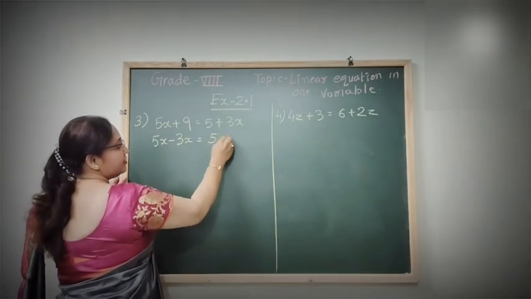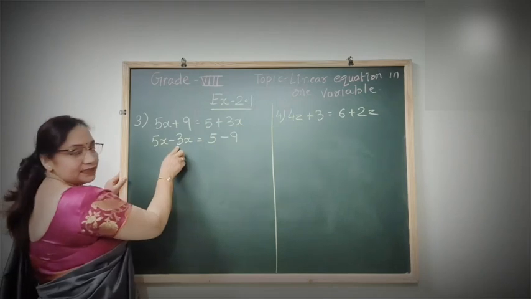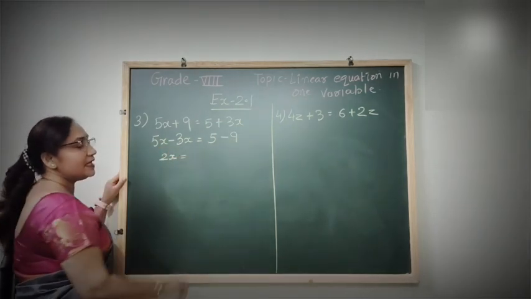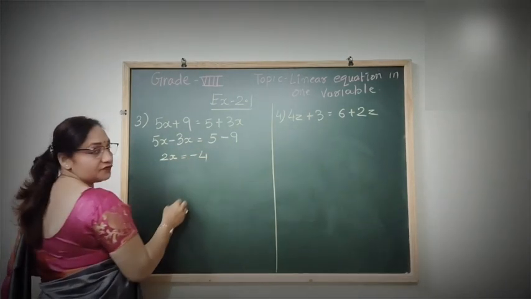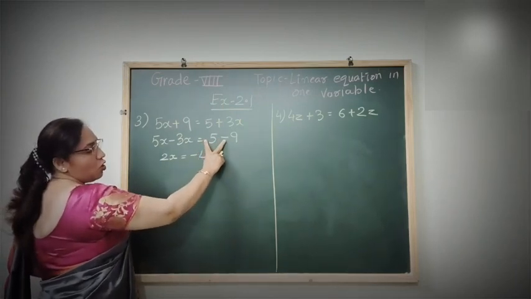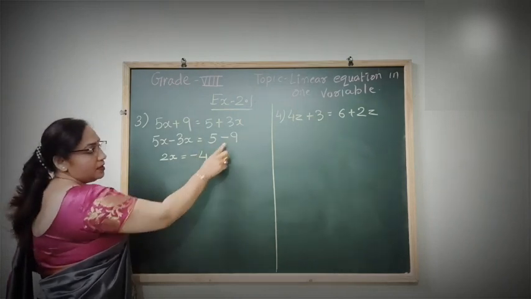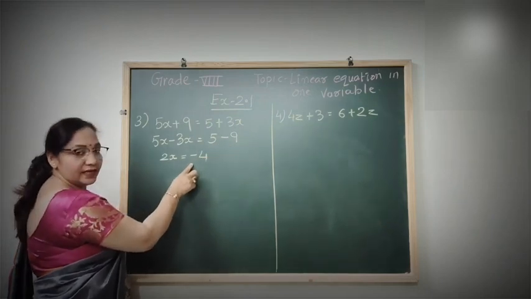Is equal to 5 as it is. 9 we will take this side, it will be minus 9. Okay. Now, 5 minus 3 is 2. So it will be 2x is equal to 5 minus 9 is equal to minus 4. Why minus 4, students? See, there are two opposite signs, so we will subtract. When we subtract, the answer is 4. But 9 being a greater number, having a negative sign, the answer will also have the negative sign.